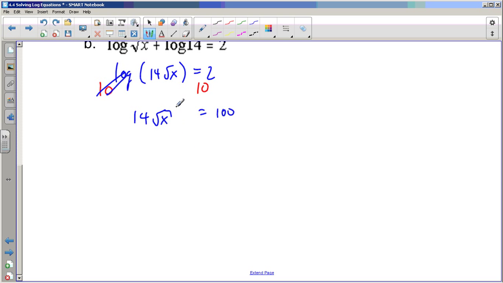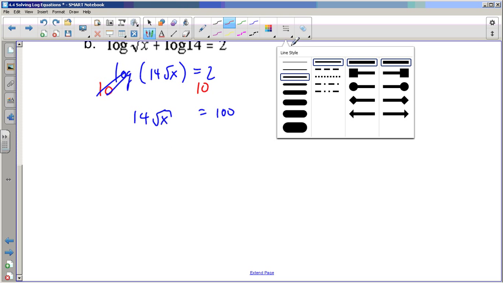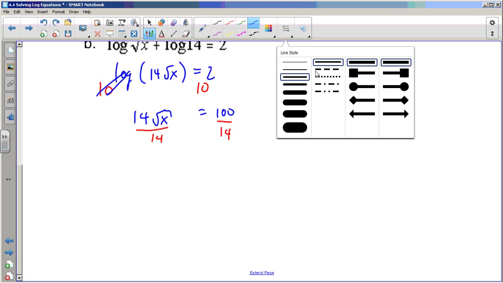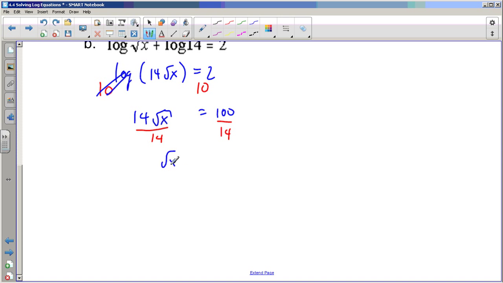At some point, I'd like to square both sides, but not yet because the 14's in the way. Well, what's the operation? I'm going to divide both sides by 14, right? Divide by 14. Dandy. Square root of x is equal to, I don't really care, right? I suppose I could simplify that, but what's the last step? Now I'm going to square both sides. Square both sides is the last step. SBS, square both sides.